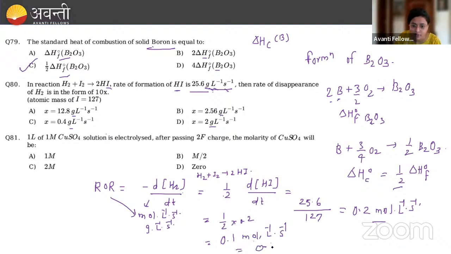So we have to convert it into gram. For H2, what is the molecular weight? It is 2. So that is why it is equal to 0.2 gram per liter per second. So our answer will be 2, since we have to write it as 10 raised to x, so 2 into 10 to the power x. Any doubt?